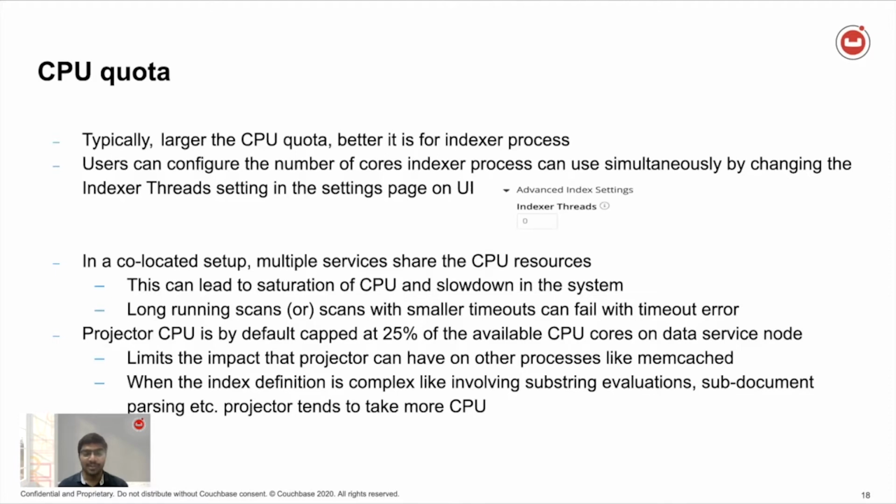The projector process, which does the job of evaluating an incoming document and extracting the secondary keys relevant to all the index definitions from the document, is also highly concurrent in nature and a CPU intensive process. By default, the CPU quota of the projector process is capped at 25% of the available CPU cores on the data service node. This is done to limit the impact the projector process can have on other processes like memcached, which are critical for data service performance.